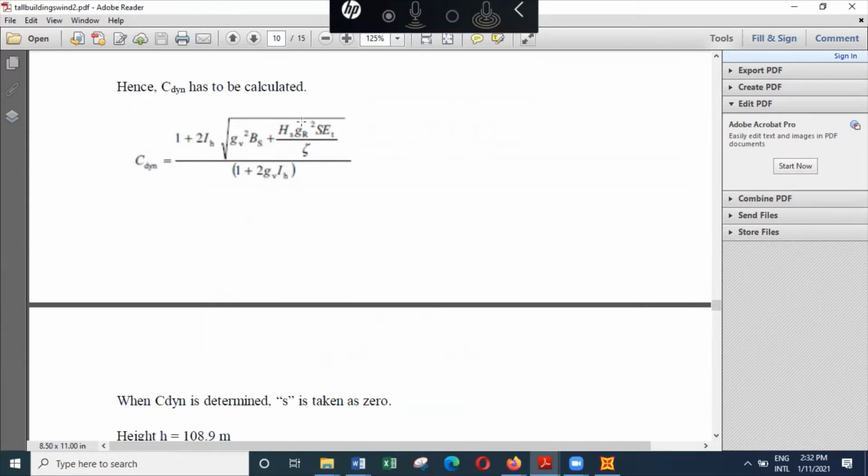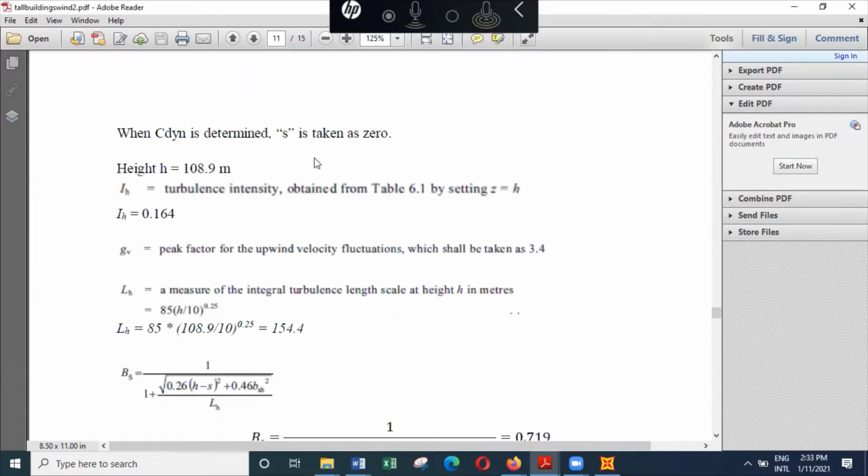Now we are looking at the dynamic part of the equation, which has values called VR, GR, SET, and damping. Some of these parameters depend on the natural frequency of the building. So you can see C dynamic depends on the static and dynamic response. So this is the dynamic response of the building.